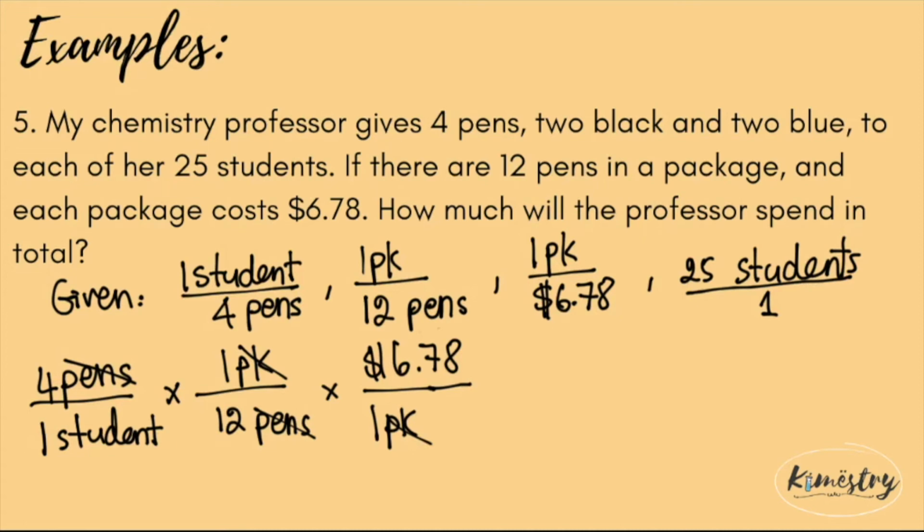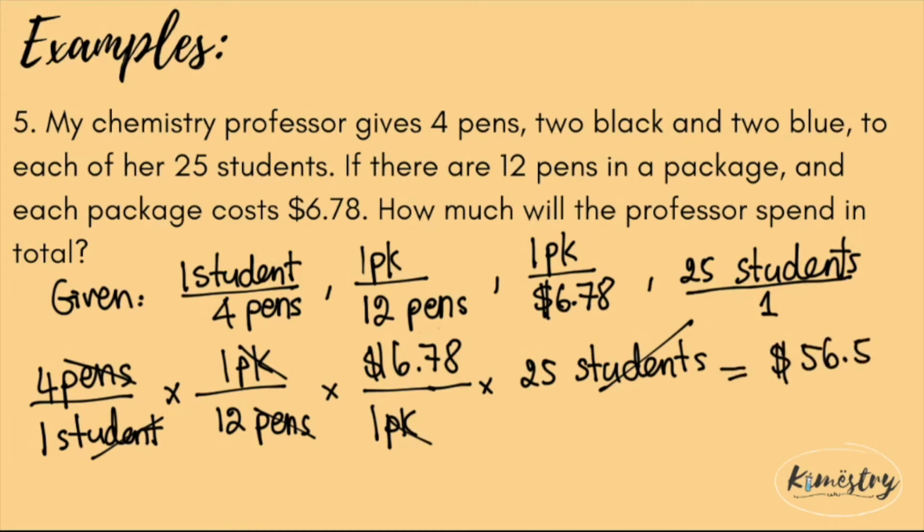I also have student left, so I can cancel out student. So student cancel with student. Now I would get my answer in dollar, which is $56.5. You can also start with 25 students. This is my preferred way to start because it does not have anything on the bottom.